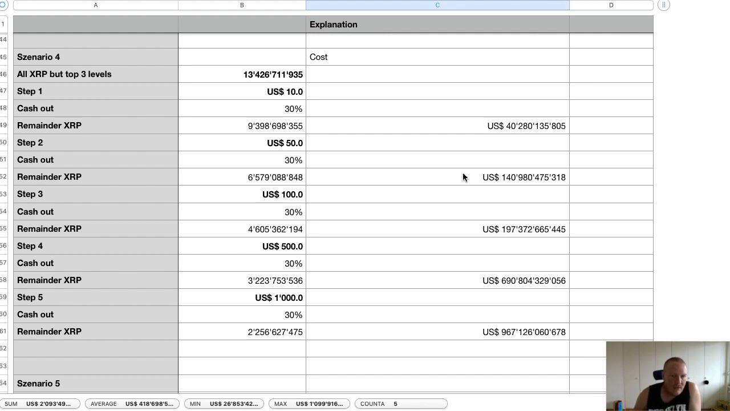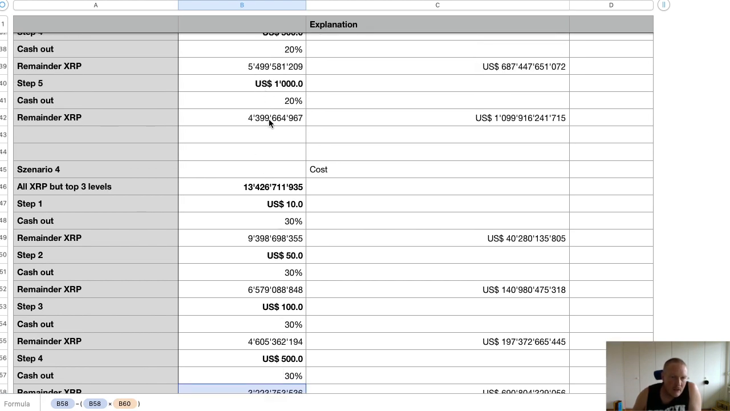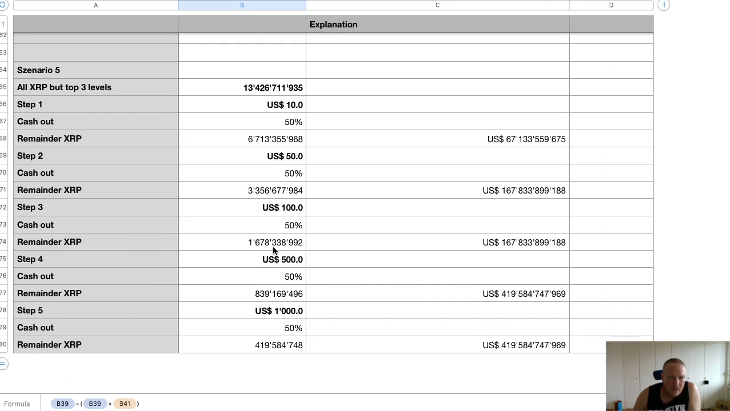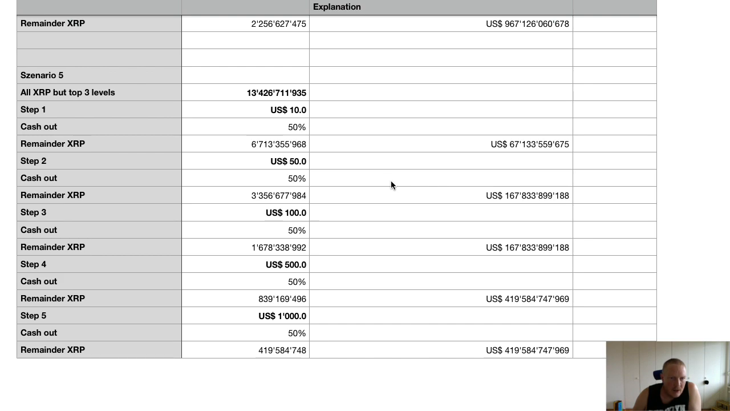Now let's take a look at the same dollar values: 10, 50, 100, 500, and 1,000, but this time with 30% cash out. This obviously makes the system more expensive, sure, but there will be way less remainder XRP at the end. In this scenario, there's about 2 billion XRP less, and in the previous scenario there was about 4 billion XRP left with those XRP holders.